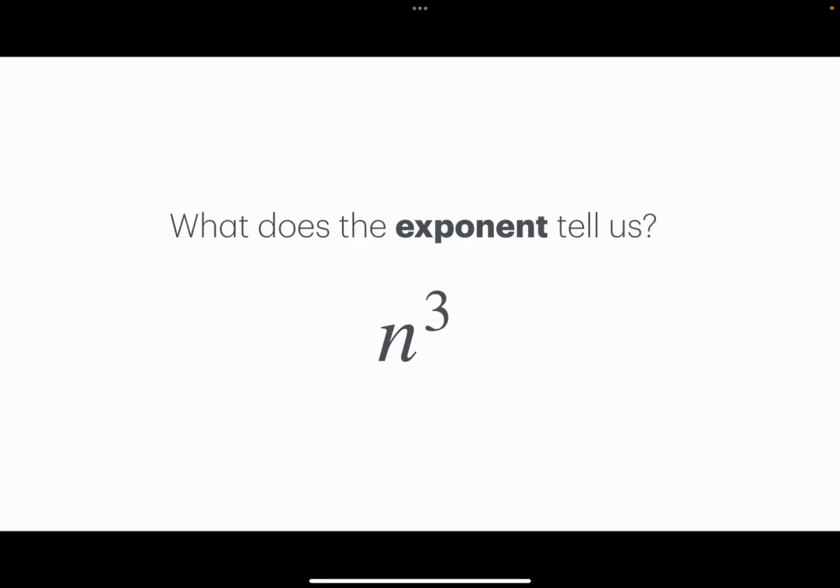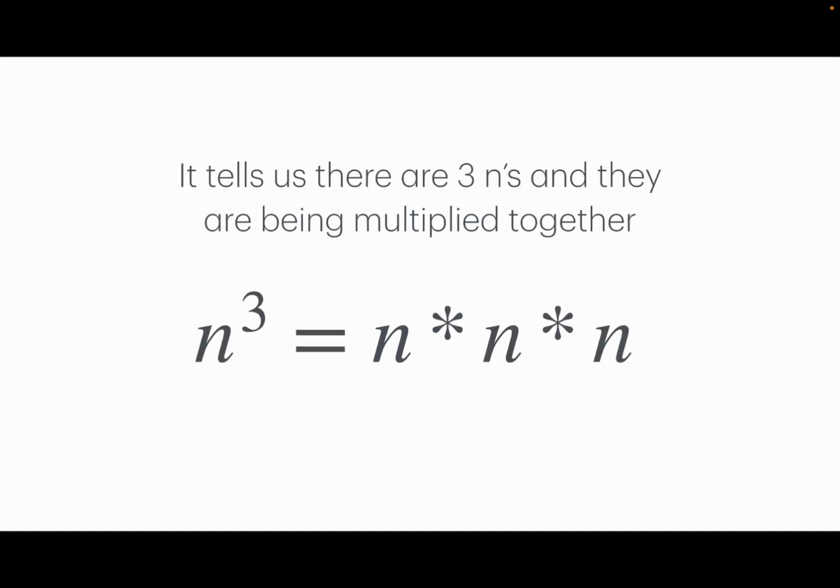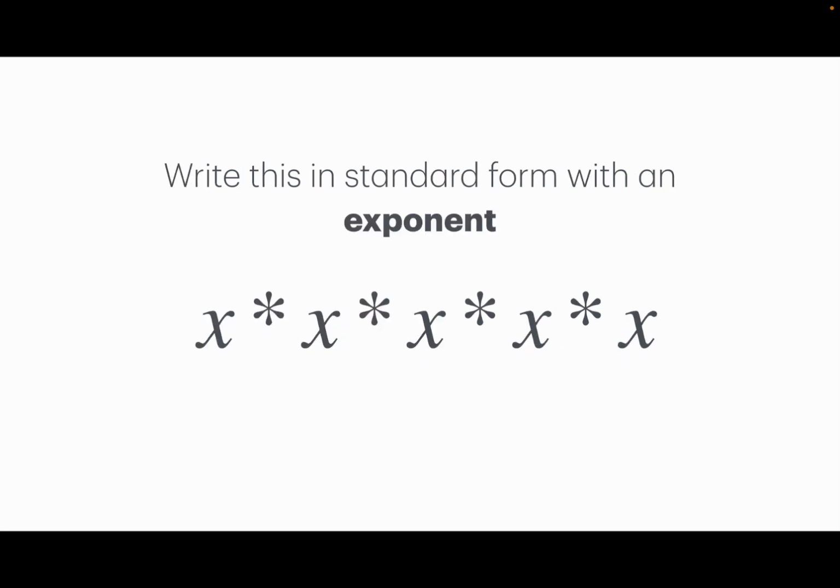Okay. What does this exponent tell us? Here we've got n to the 3rd power, so that's how we say it, or n cubed. So n to the 3rd power, it tells us that we have 3 n's, but they're being multiplied against each other, not added. So that's a big difference between coefficients and exponents. So write this in standard form with an exponent.